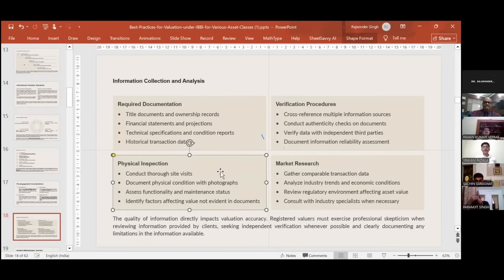So after doing these two things, getting required documentation and physical inspection of the assets, the next thing is verification procedure.